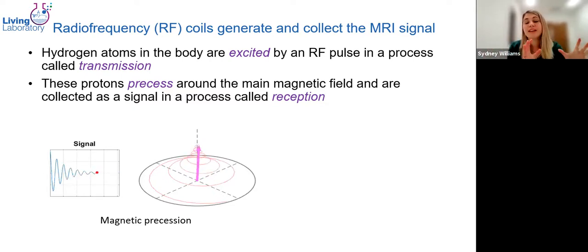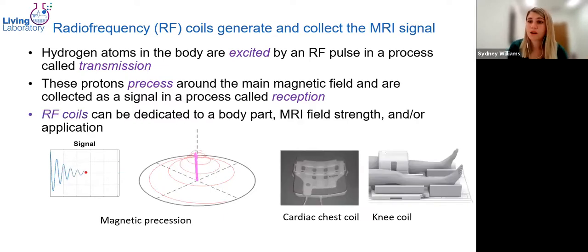And the whole collection of that signal after we've excited is the second job of the RF coil, and that's called reception. So RF coils themselves, like I mentioned, can be in the bore of the magnet, but they can also be separate attachments to the scanner and dedicated to a particular body part, MRI field strength, or some sort of clinical application. So here I have two examples of RF coils that are placed on the area of the body that they want to receive the signal from. We have a cardiac chest coil and also a knee coil as two RF coil examples here.